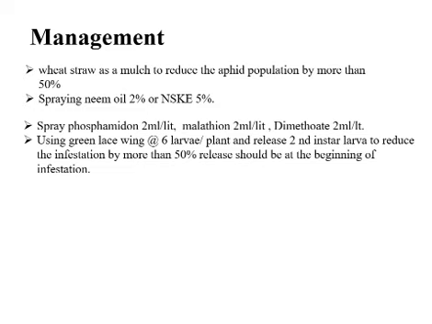And we can use the predator, that is green lacewing, at the rate of 6 larvae per plant, and release second instar larvae to reduce the infestation by more than 50%. Release should be at the beginning of the infestation.